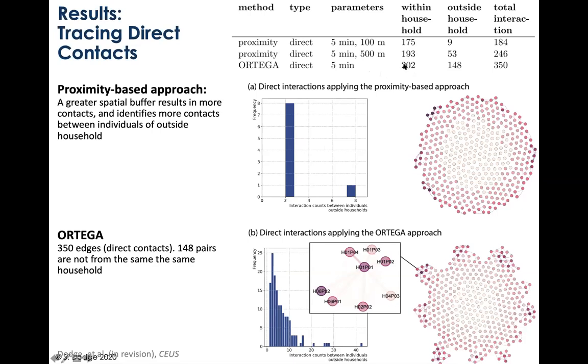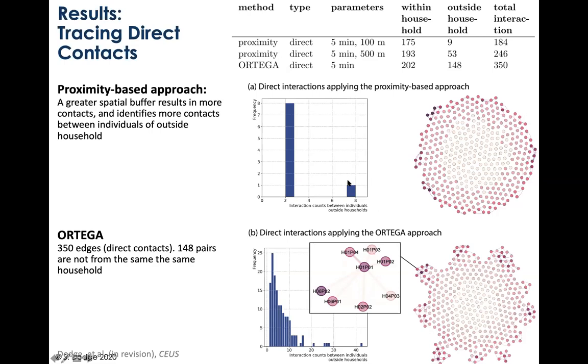Ortega identifies more interaction as compared to the proximity-based approach. So these are within household and these are outside household. Especially outside household, Ortega is capable of identifying more direct interaction, like at the same time, at the same space. The reason being that we are not limited to identifying the proximity between simultaneous fixes. So if tracking data do not line up, then sometimes the proximity-based approach misses that interaction.